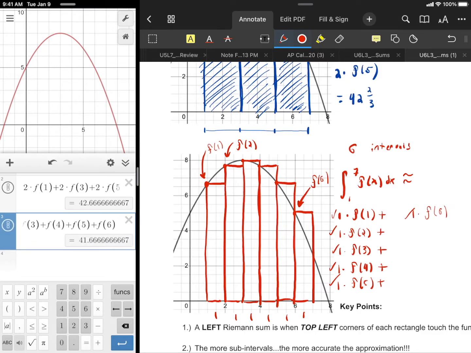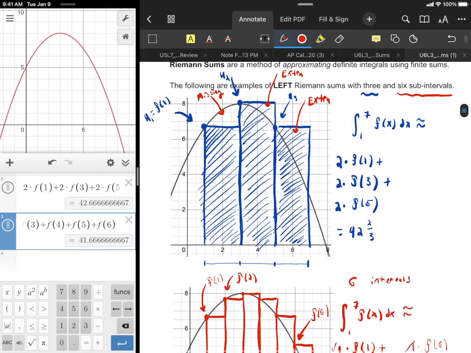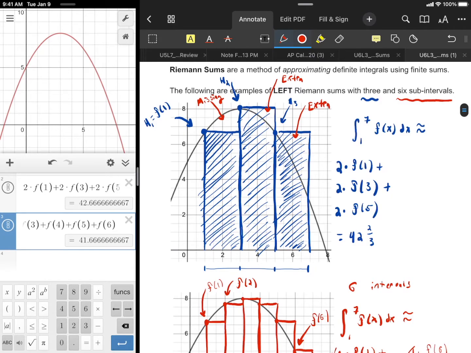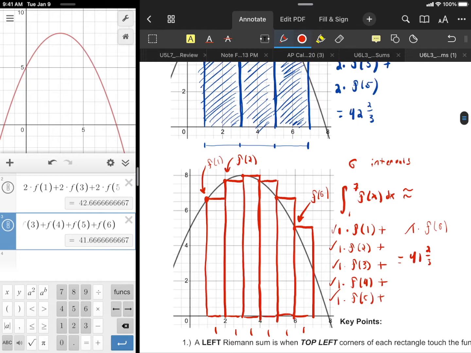And so now we get this area as approximately 41 2/3, which is closer to the actual area of 40 than the previous estimation was, right? The previous estimation with 3 rectangles got us 42 2/3. This one will get us 41 2/3.